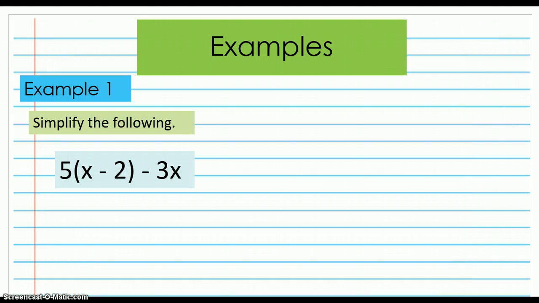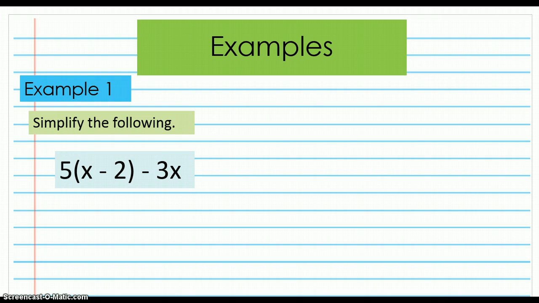Okay, so today we are going to simplify algebraic expressions by distributing and combining like terms, but we're going to add another step to what we already know. We are going to evaluate that expression at a given value. So let's try out a few examples.